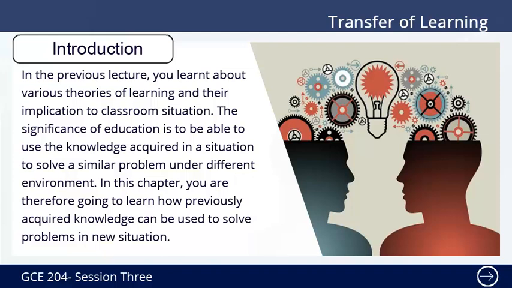Introduction. In the previous lecture, you learned about various theories of learning and their implication to classroom situation. The significance of education is to be able to use the knowledge acquired in a situation to solve a similar problem under different environments. In this chapter, you are therefore going to learn how previously acquired knowledge can be used to solve problems in new situations.